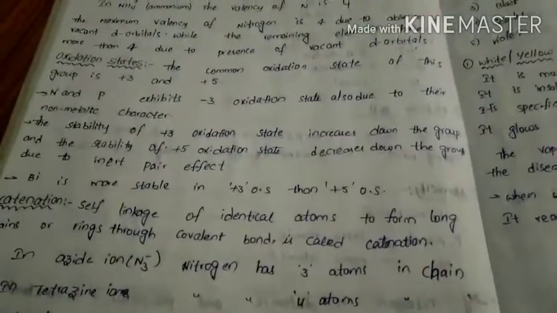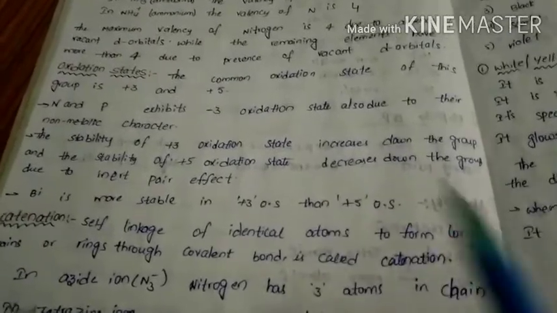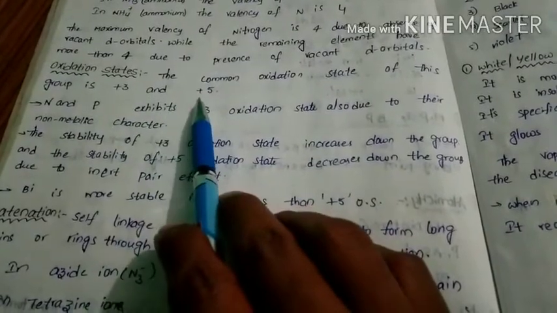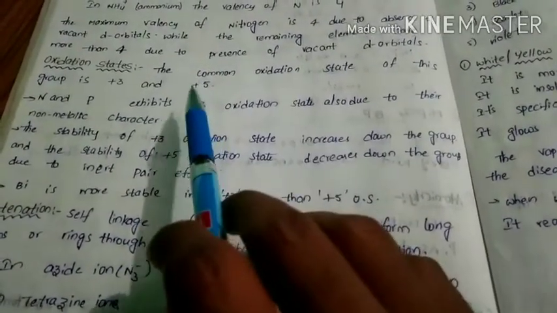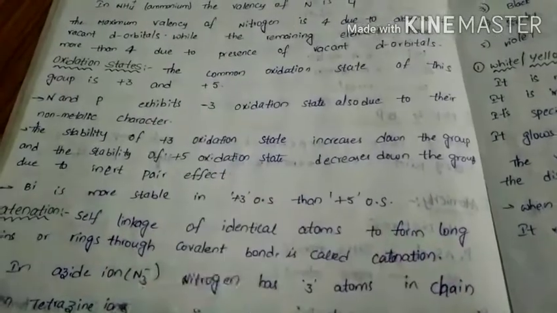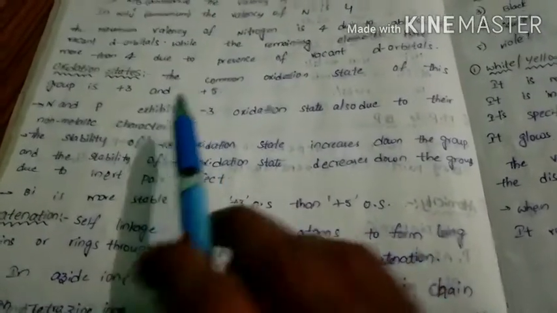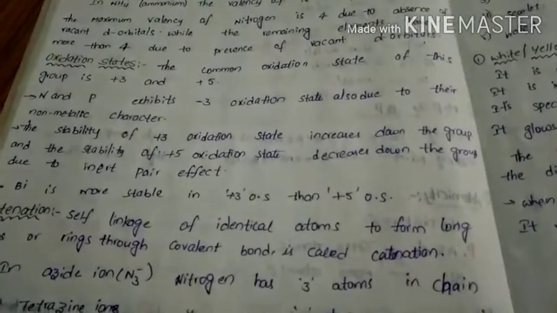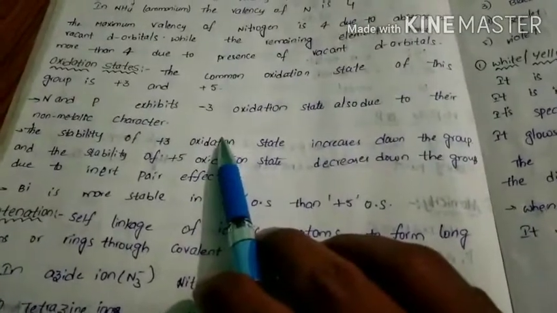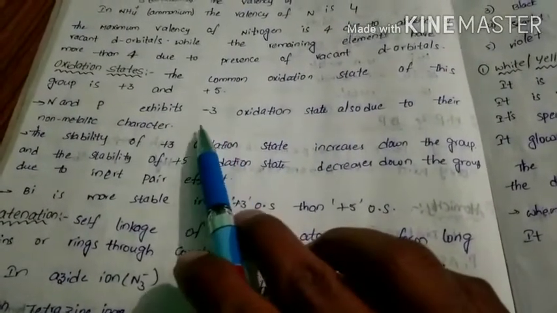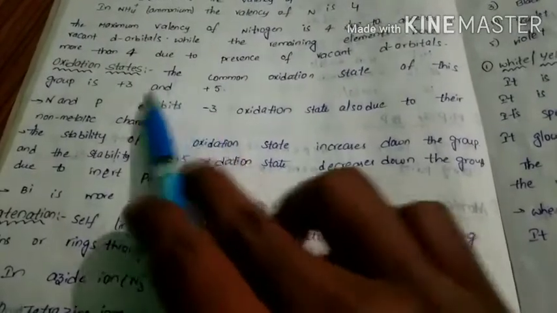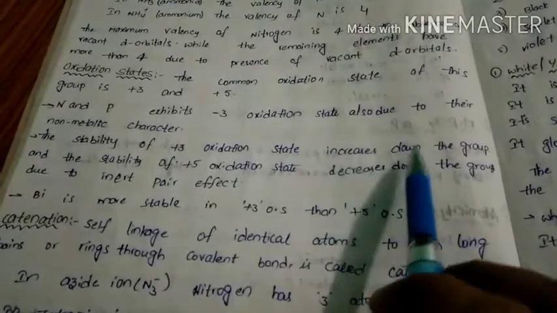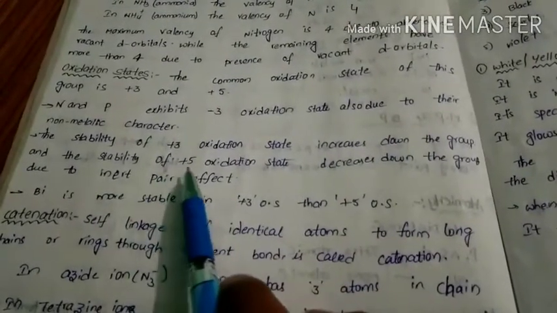Next one, oxidation states. This is an important topic. The common oxidation states of this group are +3 and +5. That means most of the elements exhibit +3 and +5. Nitrogen and phosphorus also exhibit the -3 oxidation state due to their non-metallic character. We know that nitrogen and phosphorus are non-metals, so they are ready to gain electrons and exhibit the negative oxidation state, -3, along with +3 and +5.